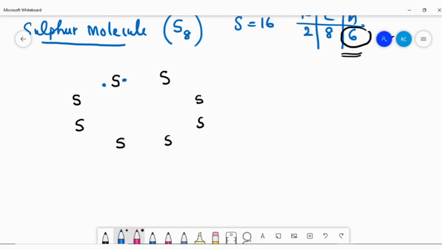Now we have already represented 2 electrons. So how many electrons are remaining? 4 electrons. The rest 4 electrons you need to give as pairs on top and bottom of each sulfur. So when you count, you will get a total of 2, 4 and 6 electrons. This is the way we are arranging all the 6 valence electrons around each sulfur atom.